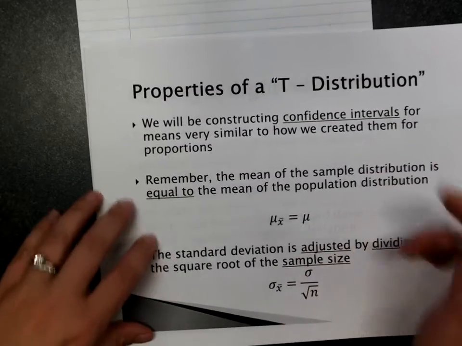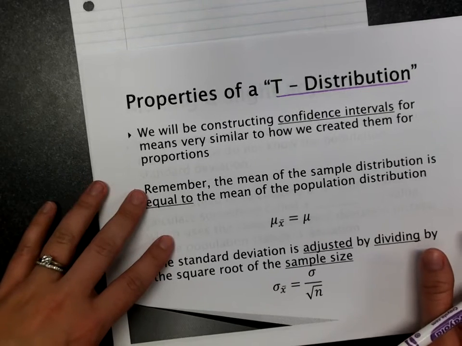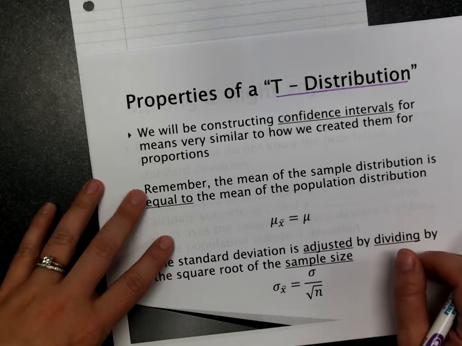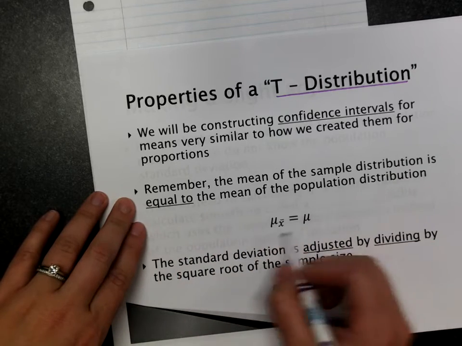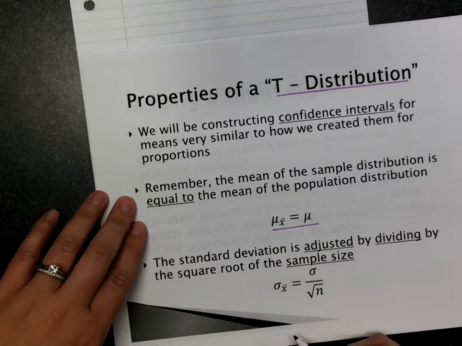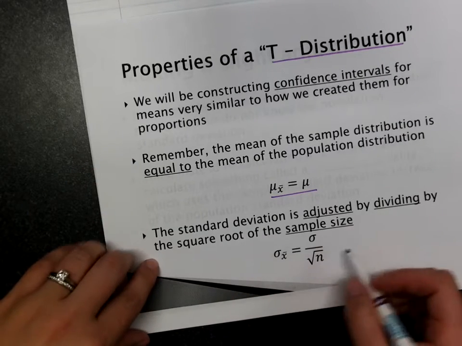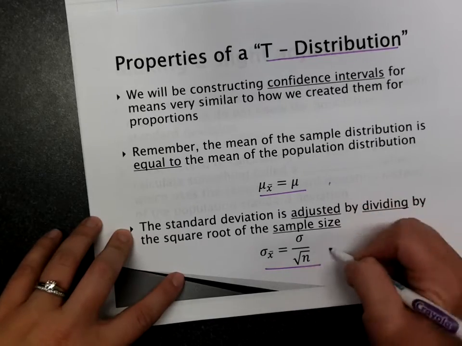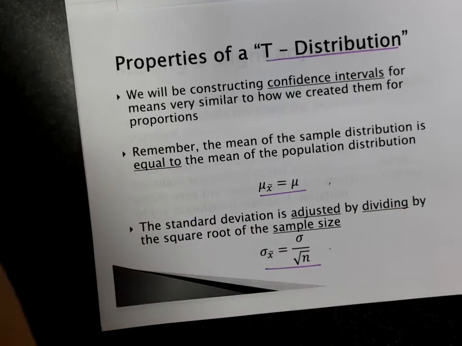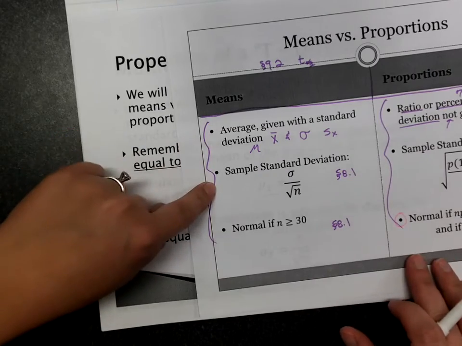So we have what's called a t-distribution. We will be constructing confidence intervals for means very similar to how we created them for proportions. The mean of a sample distribution is equal to the mean of the population, just like chapter 8. And remember that the standard deviation is adjusted by dividing by the square root of the sample size. Again, just like chapter 8.